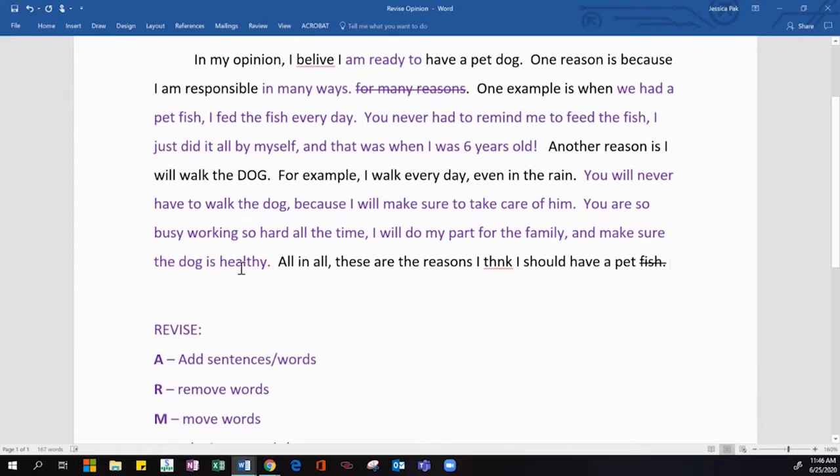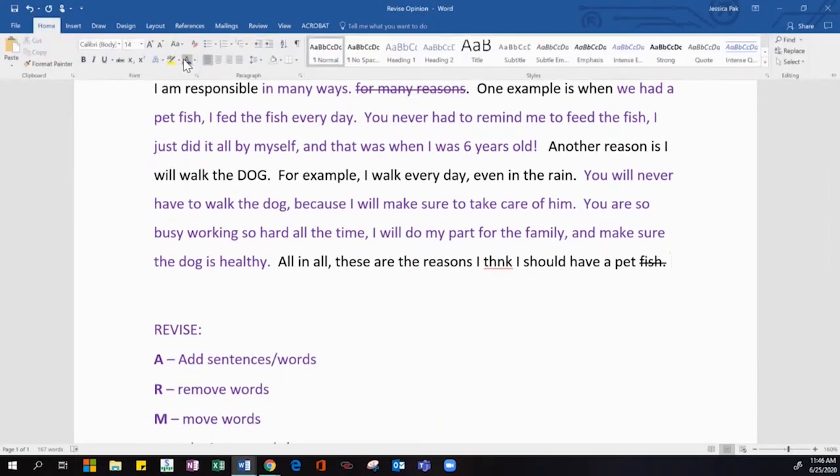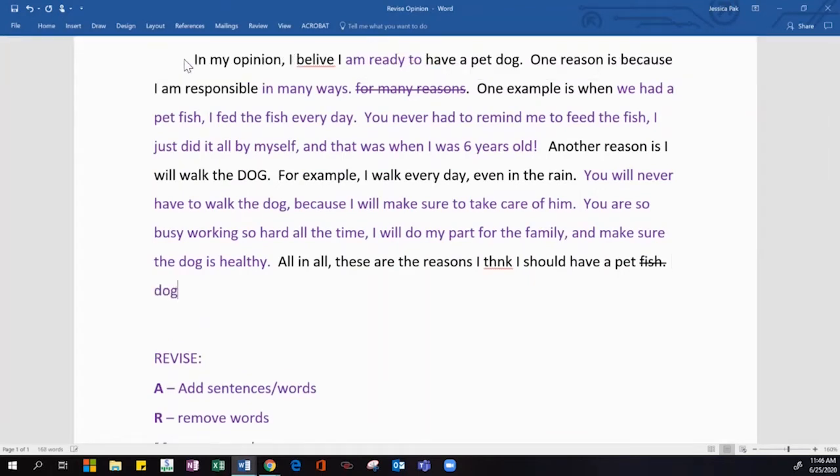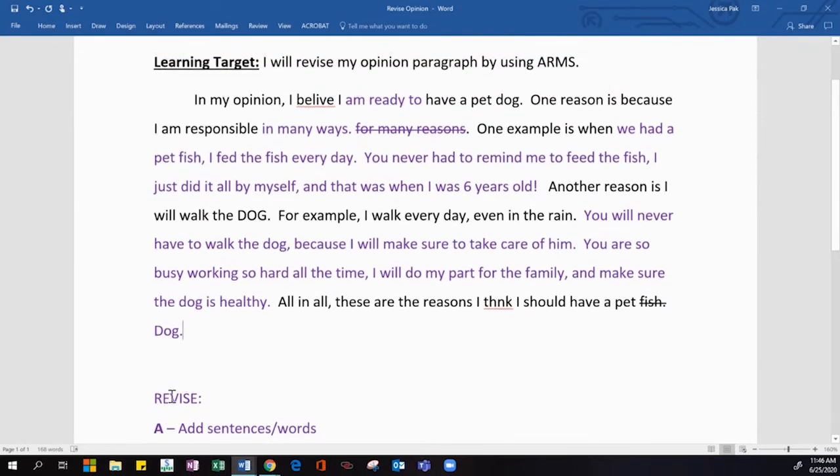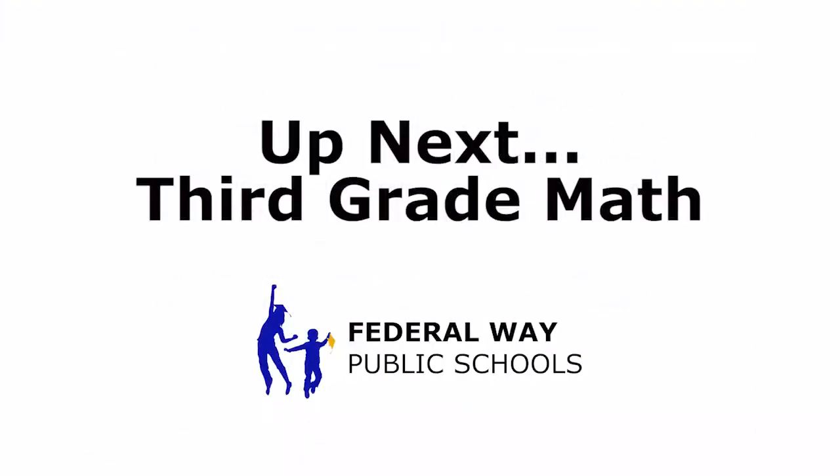Again, that's the R in ARMS. I want a pet dog, and make sure I don't worry about the spelling or the capitalizations right now. We will work on that tomorrow. Awesome job, guys. Thanks for helping.